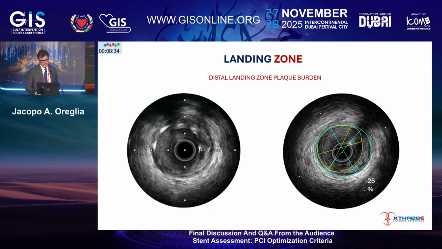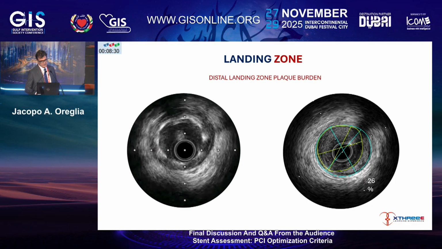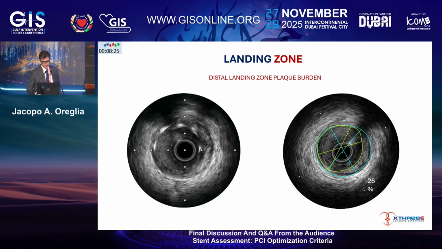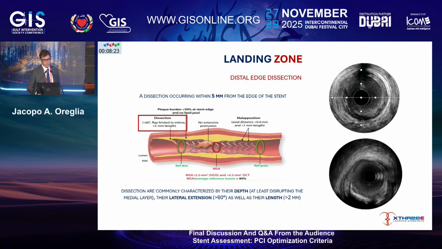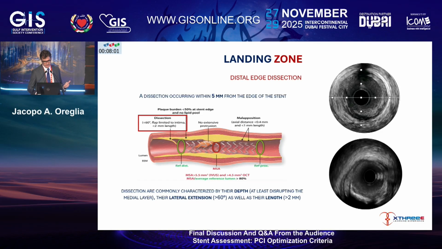So one point is to evaluate the distal landing zone and the presence and measure of plaque burden at the distal part of the stent. So we know that we need to get a good result by covering the lesion with a stent, but it is very difficult to land on a completely healthy vessel. And so we can accept to have a small plaque burden at the edge of the stent.